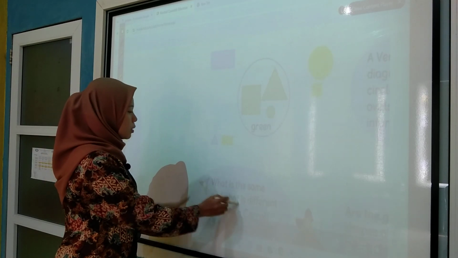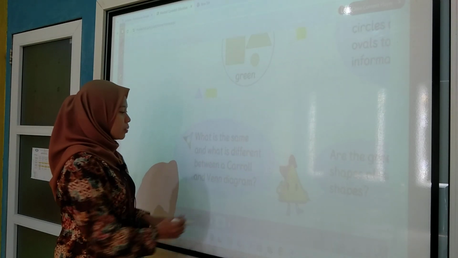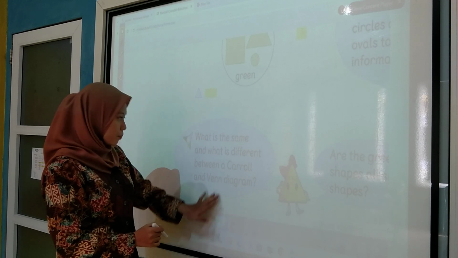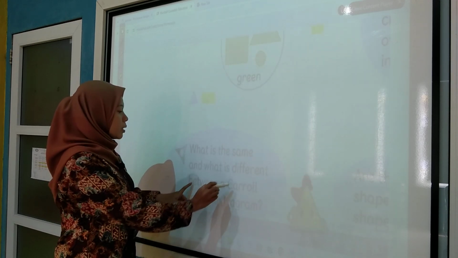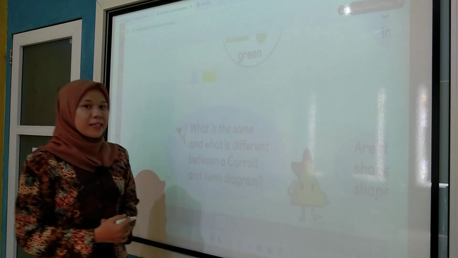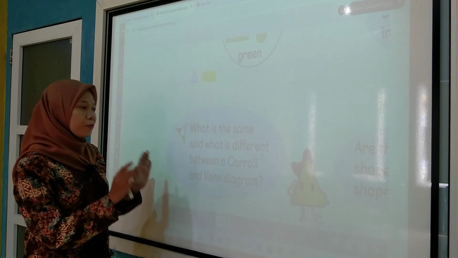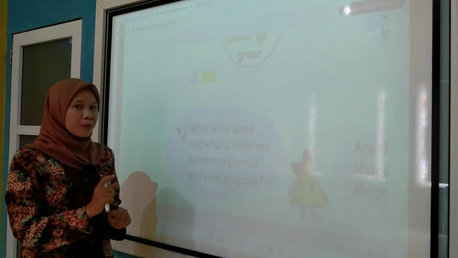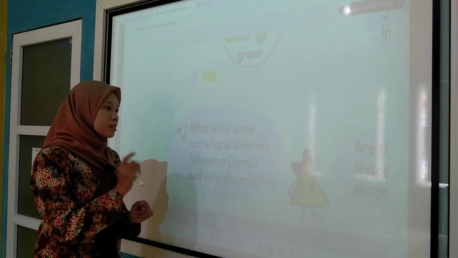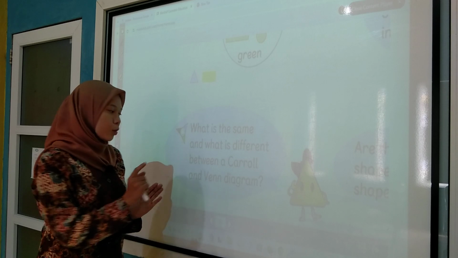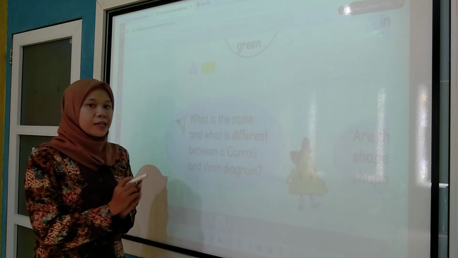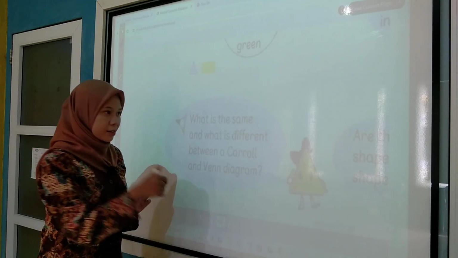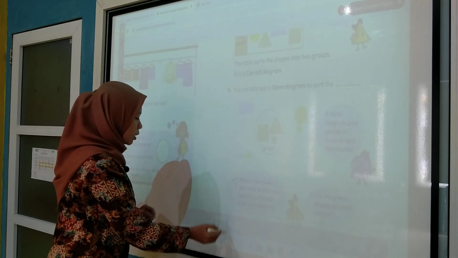Now we answer this one. What is the same and what is different between a Carroll and Venn diagram? The same is that we use them to sort information or objects, while the difference is the Carroll diagram is a table. The shape of the Carroll diagram is a table, while for the Venn diagram we use a circle. Okay, we go to the next page.